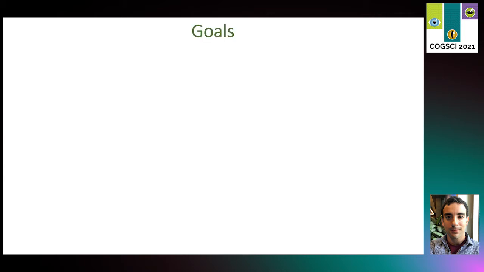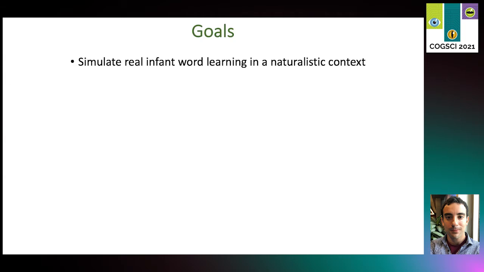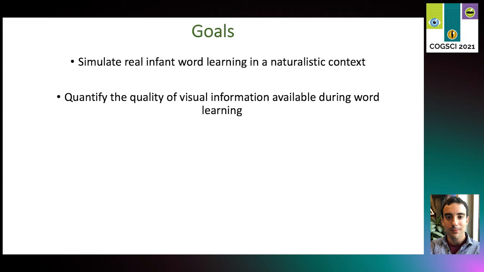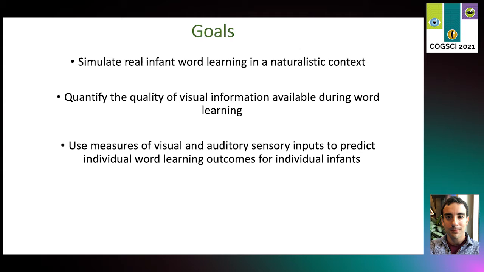The goals of the present study are threefold. The first is to use a computational model to simulate real infant word learning in a naturalistic context. The second is to use this model to quantify the quality of visual information available during word learning. And finally, we'd like to use this model to predict individual word learning outcomes for individual infants. Here we'll present a study that takes the first step towards accomplishing these goals.